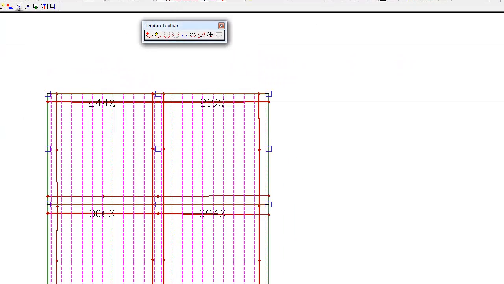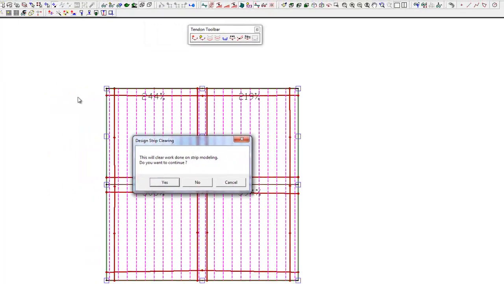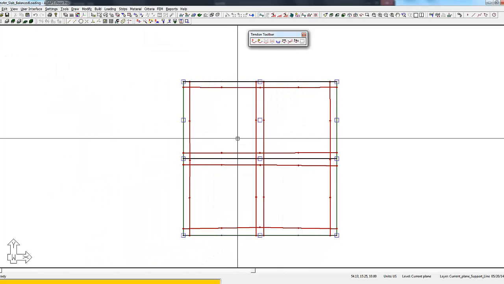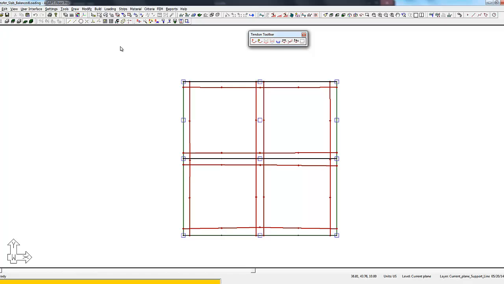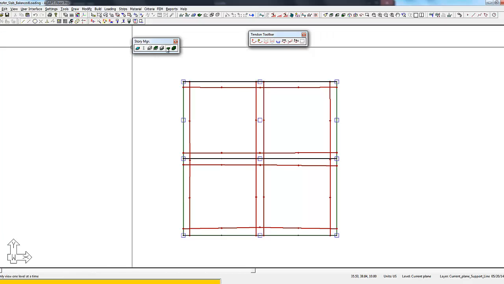All right, so we'll turn off. We're going to go ahead and just disregard the strips. We're going to show how we can look at the balance loading. So the first thing we're going to do at a very basic level, we're going to go to single level mode. We have this open in single level mode.